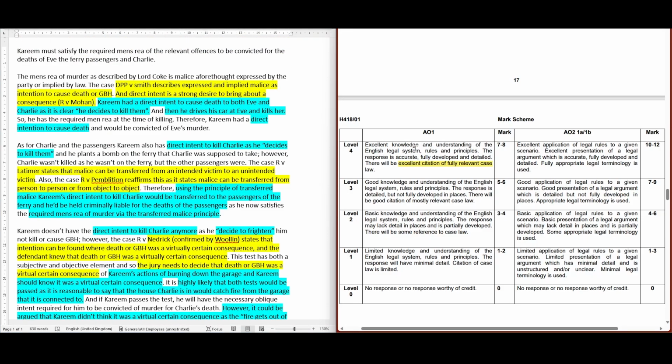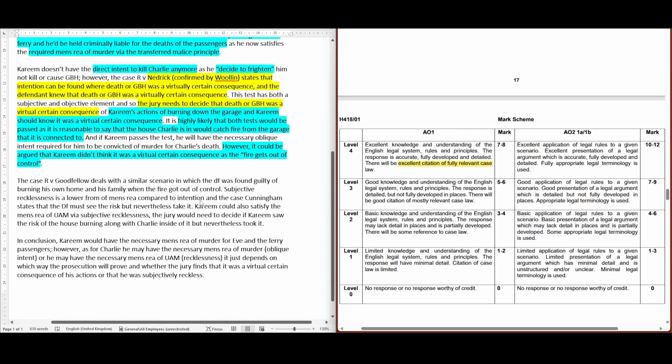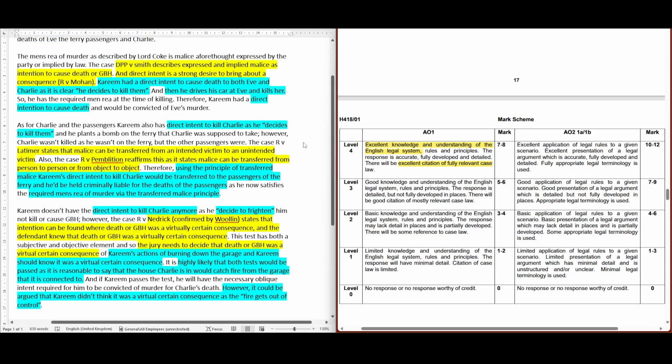Excellent knowledge and understanding of the English legal system. I'd say there is an excellent knowledge and understanding, and that is demonstrated here in this third paragraph and at the end of this third paragraph and the fourth paragraph when they identify subjective recklessness. Is the response accurate? The examiner will also judge whether the response is accurate. Overall, the response is accurate, fully developed and detailed.